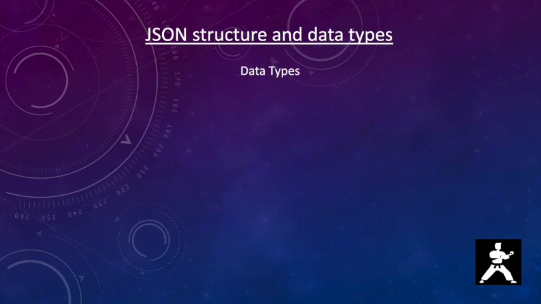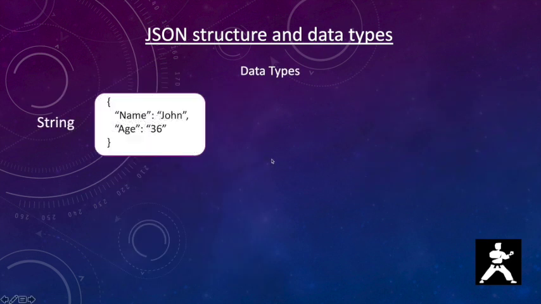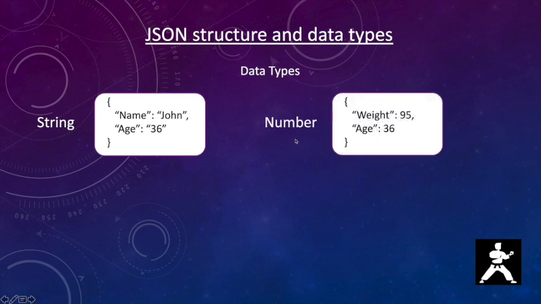What are the data types in JSON? The first data type is a string, and the most popular. A string is a value that is in double quotes. For example, here John is a string and age 36 is his age, also a string. So keep in mind that 36, even though it's a number, because it's in double quotes, is considered a string. The second data type is a number. We have weight 95 and age 36. Compared to the left, you see that for the number data type, we don't have double quotes. That means this is a number.